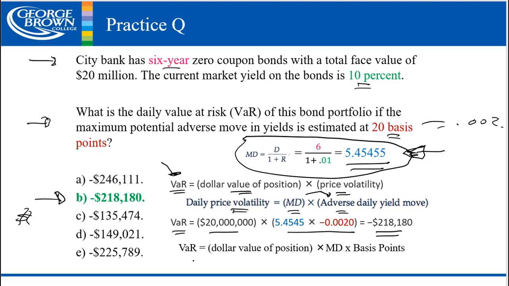So again, value at risk, it's the dollar value of the position times the modified duration times basis points. Those are the variables that we're looking for, the three components. And recall that the product of modified duration times the basis points, the sensitivity of the asset times the shock, gives us our price volatility.